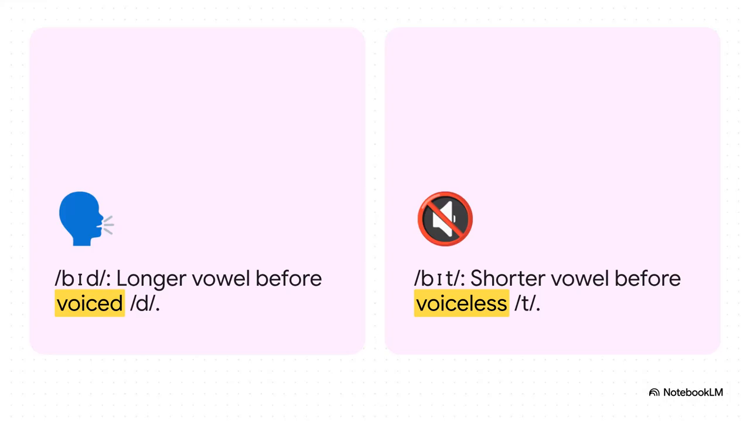Take the word bid, which ends in a voiced D, and compare it to bit, ending in a voiceless T. They use the exact same vowel symbol, the short I. But because the T in bit is voiceless, it triggers prefortis clipping. The vowel in bit is physically and audibly shorter than the vowel in bid. Bid versus bit. If you can explain this concept and drop an IPA example just like this one on the paper, you will absolutely crush the short answer section of your test.